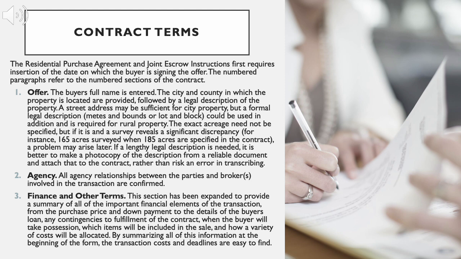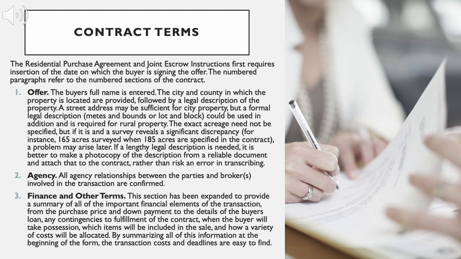Contract terms. The residential purchase agreement and joint escrow instructions first requires insertion of the date on which the buyer is signing the offer. The numbered paragraphs refer to the numbered sections of the contract offer. The buyer's full name is entered. The city and county in which the property is located are provided, followed by a legal description of the property.